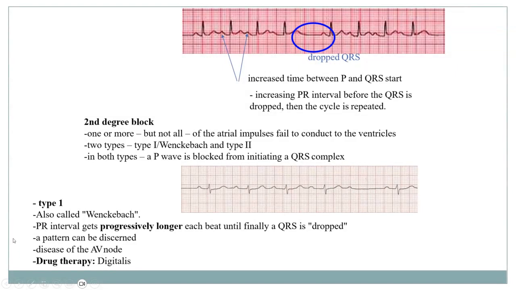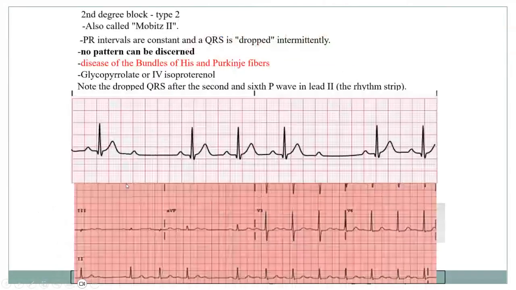So type 1, also called Wenckebach: the PR interval gets progressively longer each beat until finally a QRS is dropped. You know the pattern. This is still a disease of the atrioventricular node, and the treatment is digitalis.